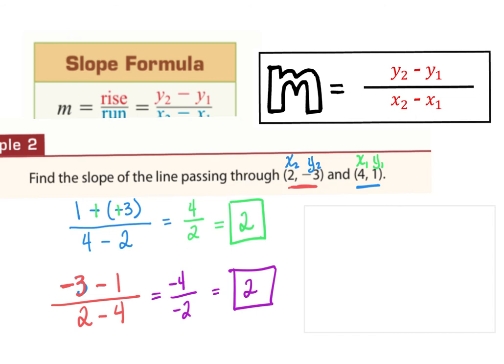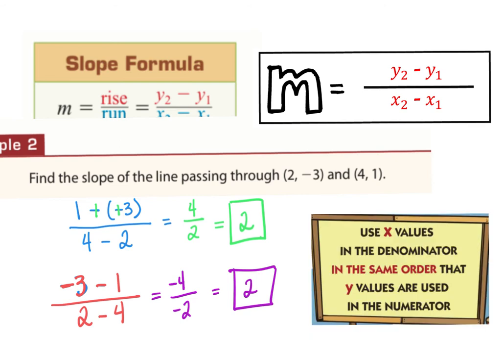All right, so one of these groups has to be your first group. One of these groups has to be your second group. Any questions on that one? All right, there's a reminder in your book, exactly what I just said. Use x values in the denominator in the same order that you used your y values in the numerator. Okay, so whatever order you did in the numerator, you have to do that same order in the denominator.